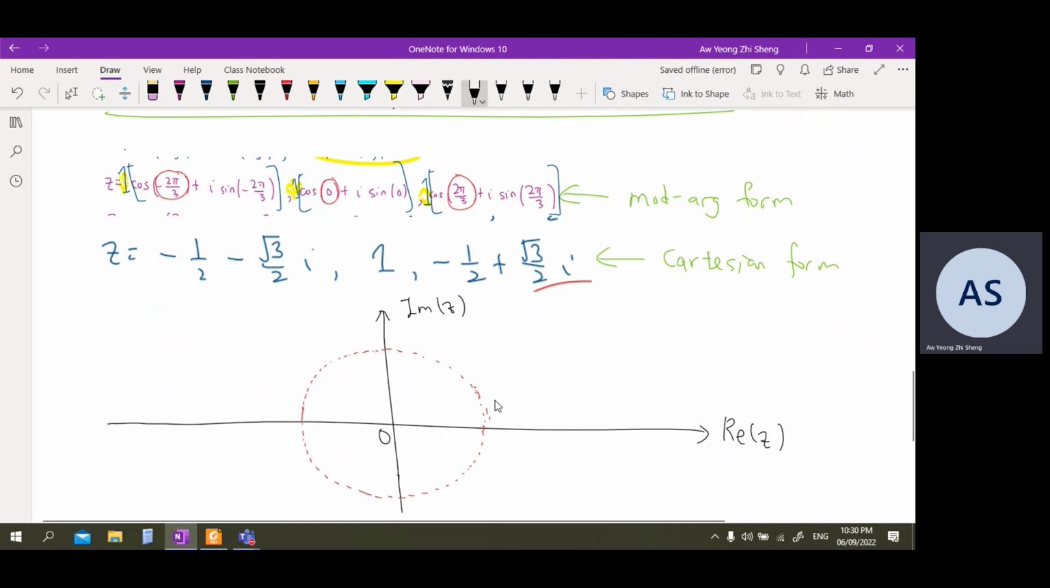So any point along the circumference of this circle will have a distance of 1 unit away from the origin. So what about the arguments? The first solution has argument of minus 2 pi over 3. Minus 2 pi over 3 is negative 120 degrees. So that means I have to measure 120 degrees like this. Here I'm labeling the magnitude of the angle. So it is roughly here.